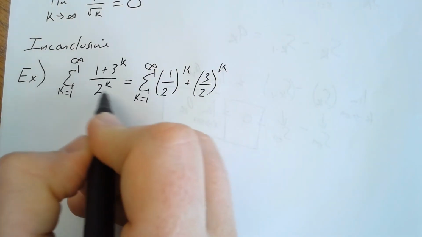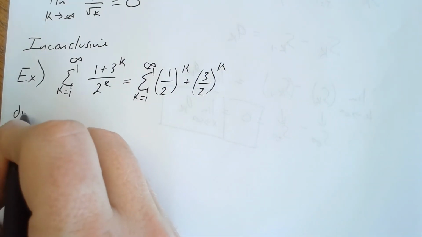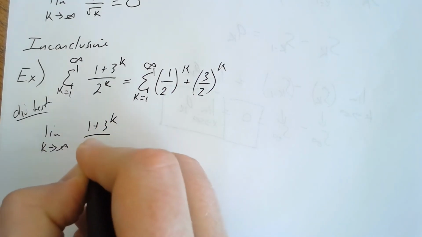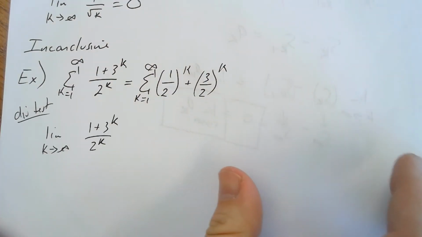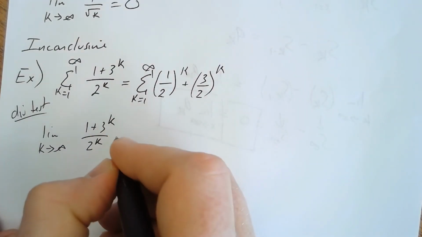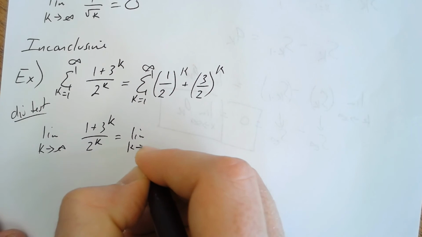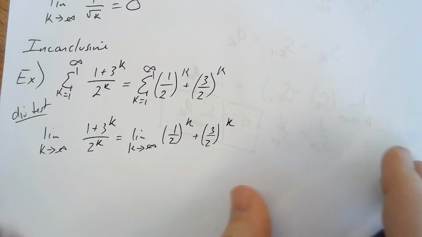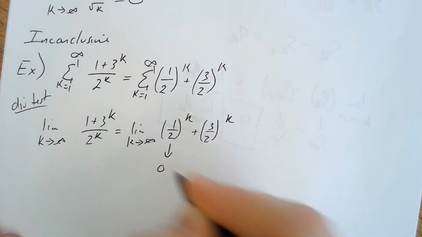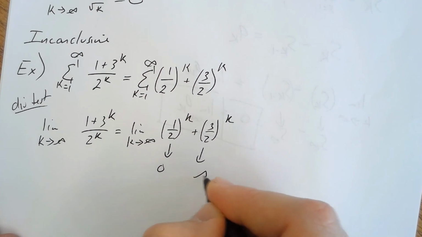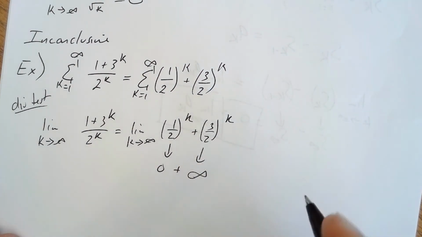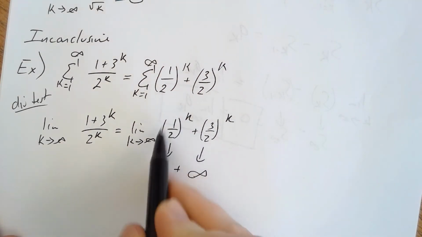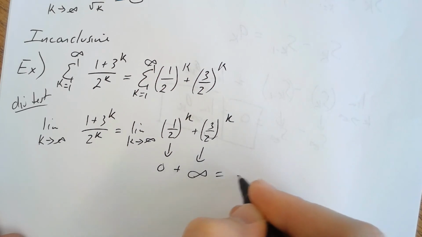So I'm going to go ahead back to this thing right here. I'm going to take the limit with the div test as k goes to infinity of 1 plus 3 to the power of k over 2 to the power of k. Now I will actually end up doing the exact same thing with this, such that this is equal to the limit as k goes to infinity of 1/2 to the power of k plus 3/2 to the power of k. And as k gets larger and larger, this thing gets smaller and smaller. And as k gets larger and larger, this thing gets larger and larger. And again, if I'm adding these two values together, there's nothing wrong with this. Now, if they were multiplied together, we'd have difficulty with these limits. But because this thing is added to this thing, 0 plus infinity will simply be infinity.